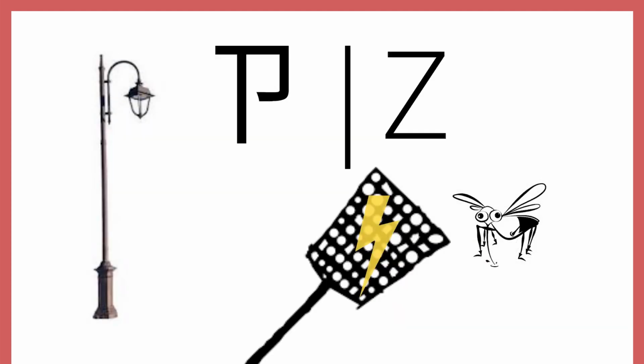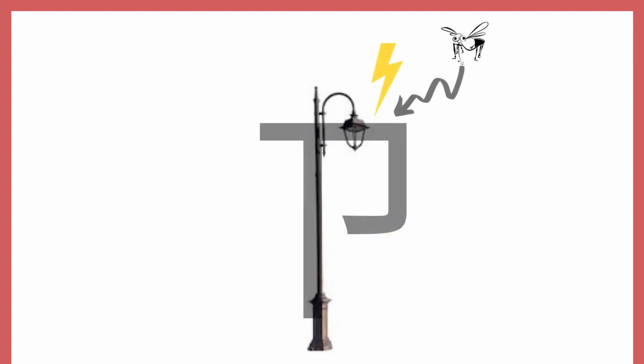Okay. Zi is like when a mosquito gets too close to an electric fly swatter or a lamp and it goes zap. It's not just zzz, it's zzz, like with a D-ish sound at the beginning. Zi. The pinyin is Z, and the zhuying looks a bit like a lamppost, don't you think?